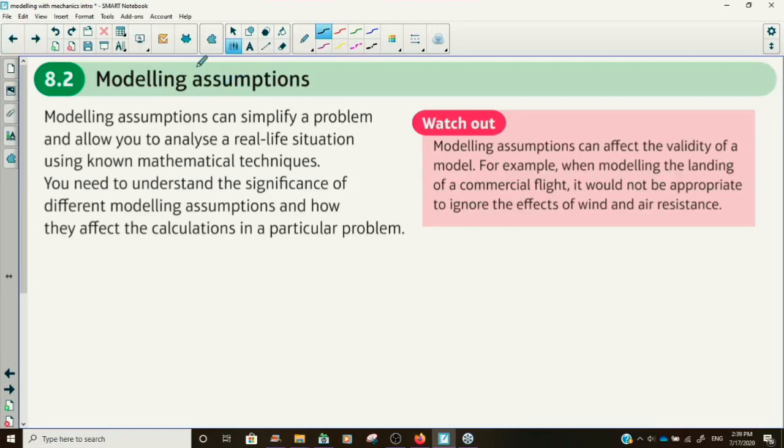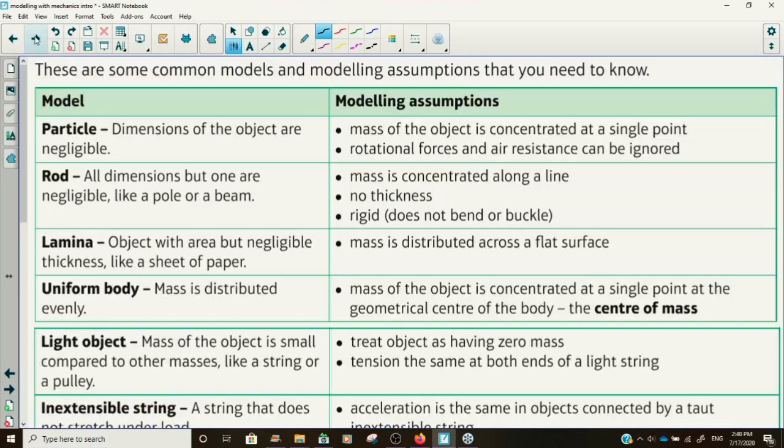Okay, so I've mentioned modelling assumptions, just a kind of note of warning really that some modelling assumptions you can't neglect. So for example, if you had a model which predicted the landing of a commercial flight, you wouldn't be able to ignore the effects of wind and air resistance because they'd be very important in the actual model. And airline pilots do make significant adjustments for wind speed as they come into land. So certain things you can't ignore.